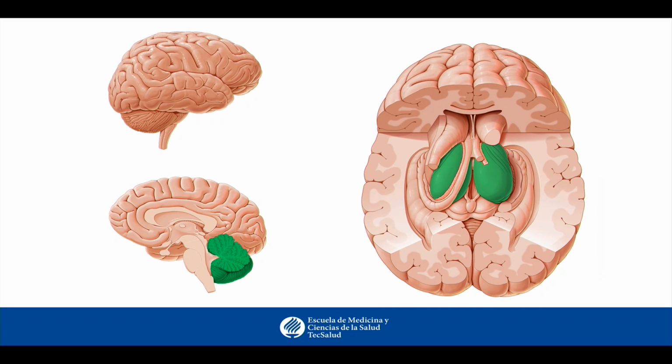These are the diencephalon, which includes everything with the name thalamus, for example, the thalamus, the hypothalamus, the epithalamus, and the subthalamus, and the basal ganglia, which includes the caudate nucleus, the globus pallidus, the putamen, claustrum, and the amygdala.